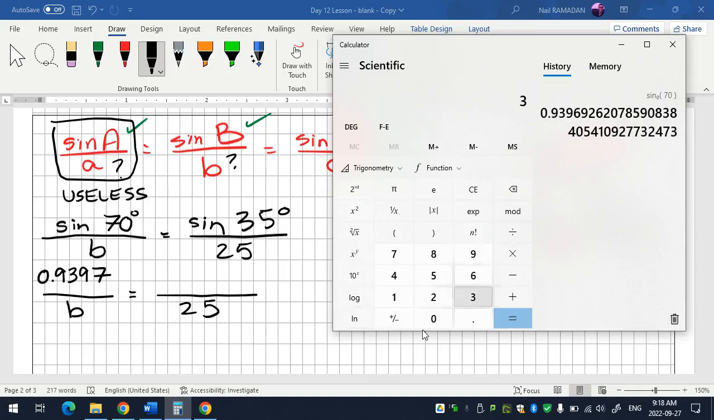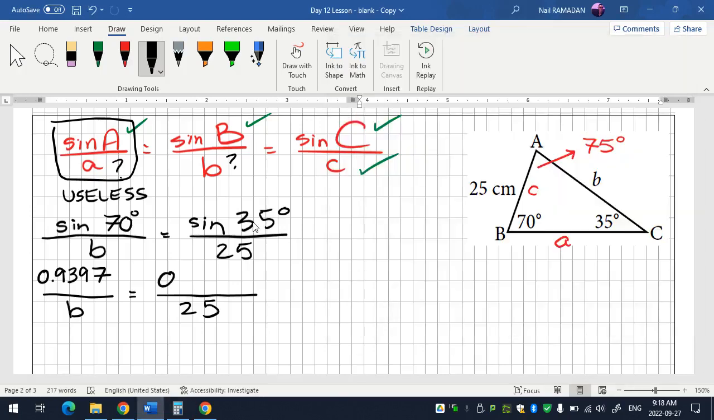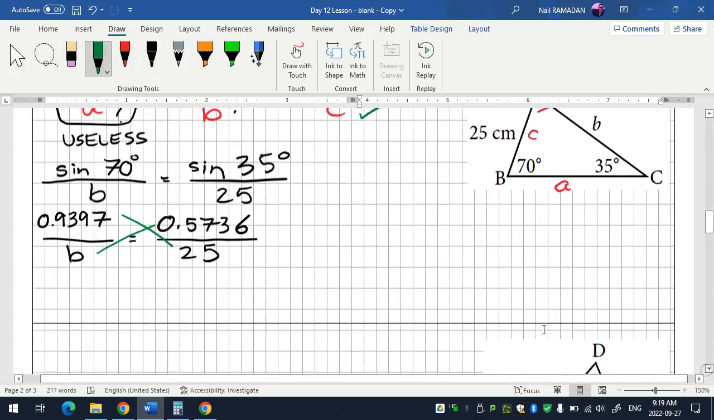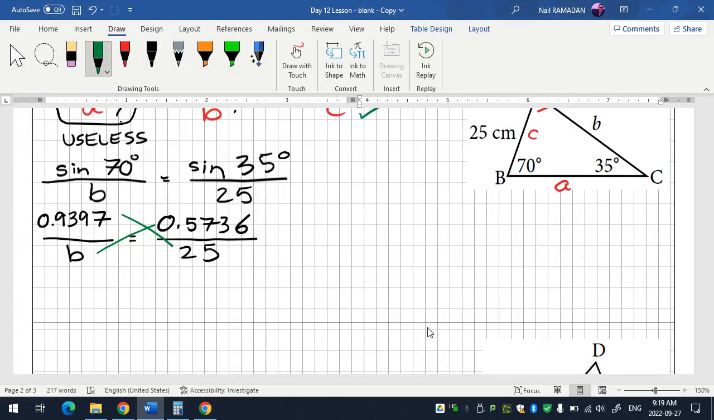So let me know. 35 degrees. How much is the sine? Pretty small. 0.5736. And now what do we do? The only step in math that's left. Cross multiply. So those two multiply and those two multiply. All right. What do we get? We get B times this guy, which is just 0.5736B equals, okay, I have no idea what this is.